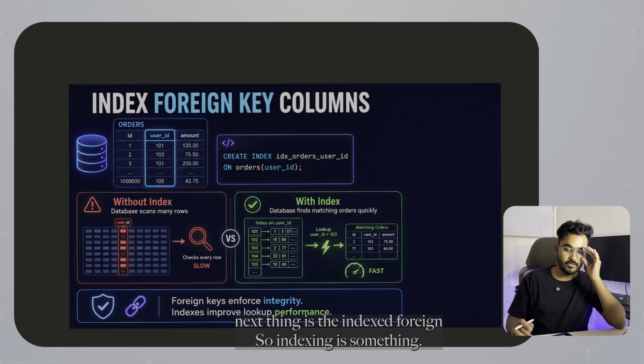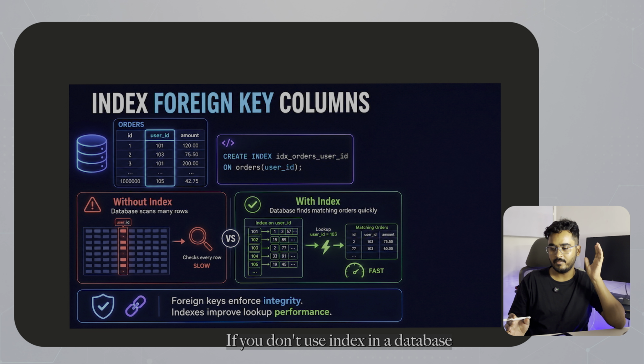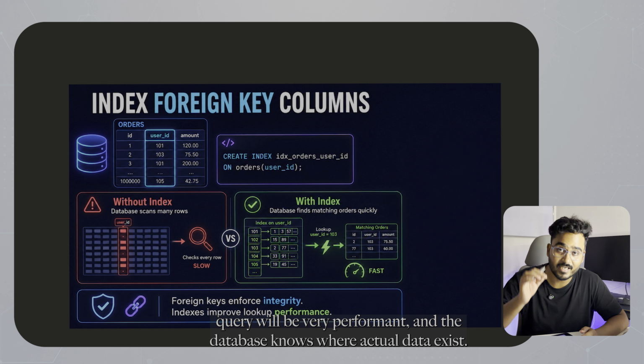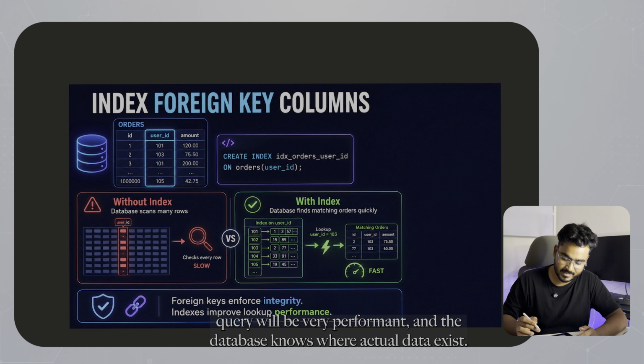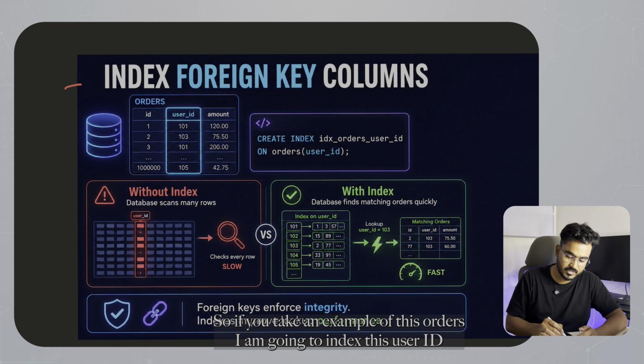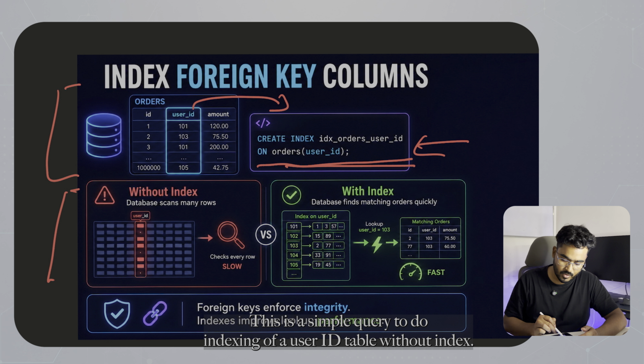So indexing is something, if you don't use an index in a database, then it is almost equivalent to using a storage. That does not make any sense actually. But if you use an index on a table, then you are going to have a very fast search. Your query will be very performant and the database knows where the actual data exists. So if you take an example of this orders table, I am going to index this user ID on this orders table. This is a sample query to do indexing of a user ID.